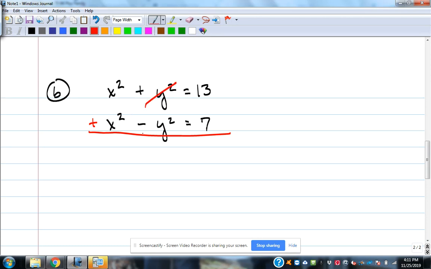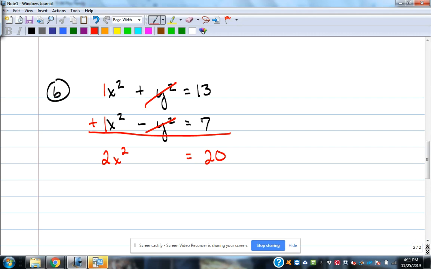So when you add these two equations together, the y squareds go away, and x squared plus x squared would be equal to what? What's x squared plus x squared? This has to be 2x squared. And then on the other side, we got 13 plus 7, which is 20.